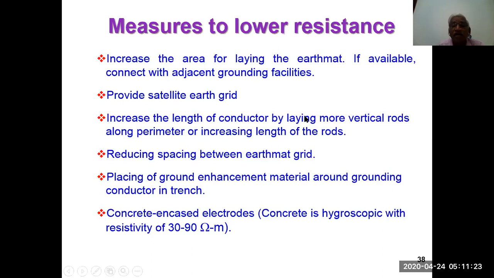Increase the length of the conductor by laying more vertical rods along the perimeter and increasing the length of the rod. So you can increase the length of the rod by going deeper into the ground. Reduce spacing between the earth mat conductors and place a ground enhancement material around the ground conductor; as we have mentioned in the previous case, bentonite you can provide. And concrete encased electrodes. Concrete is hygroscopic with resistivity of 30 to 90 ohm-meters. Hygroscopic means it absorbs moisture. That is what is required for the electrodes.